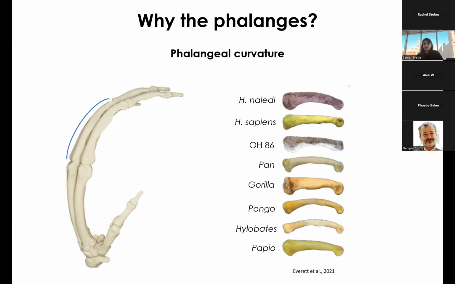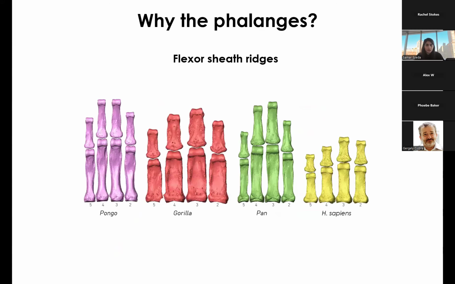Another aspect of the external morphology of phalanges that has been studied are the flexor sheath ridges, which are ridges on the radial and ulnar aspect of the phalanges. Essentially, they protrude out from the palmar surface of the hand, the front of the hand, and they're prominent. How far they come off the surface of the bone has been linked to arboreality and has been considered advantageous for being in trees or for suspending and climbing behaviors.